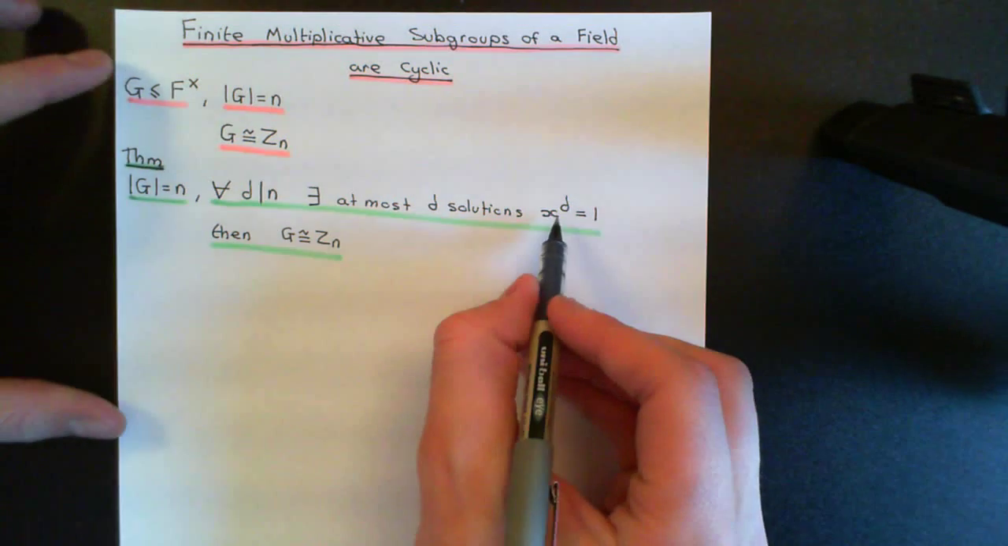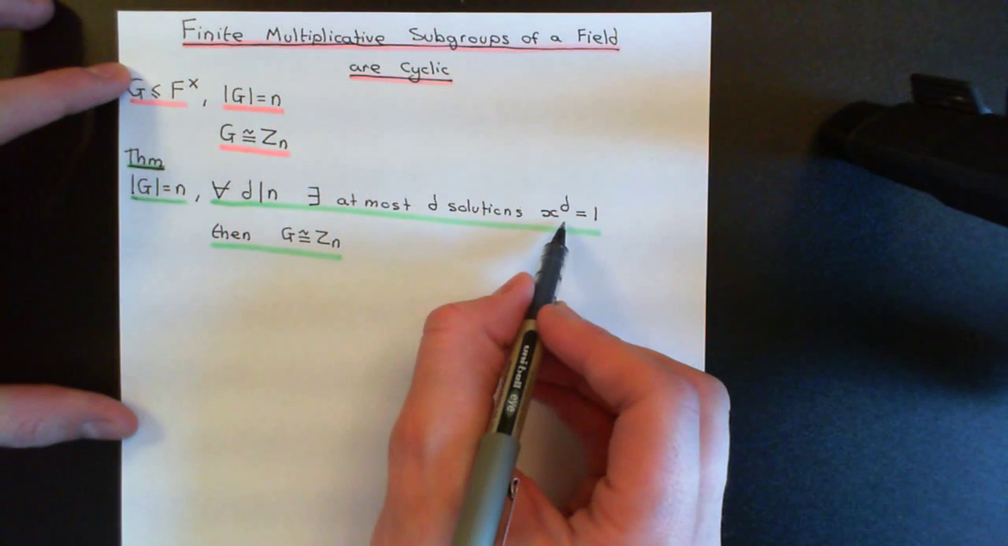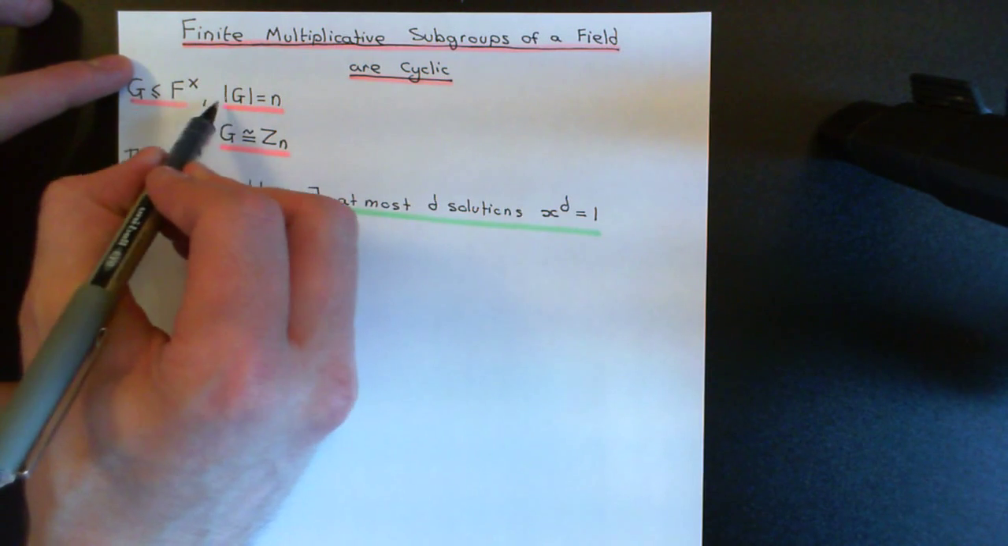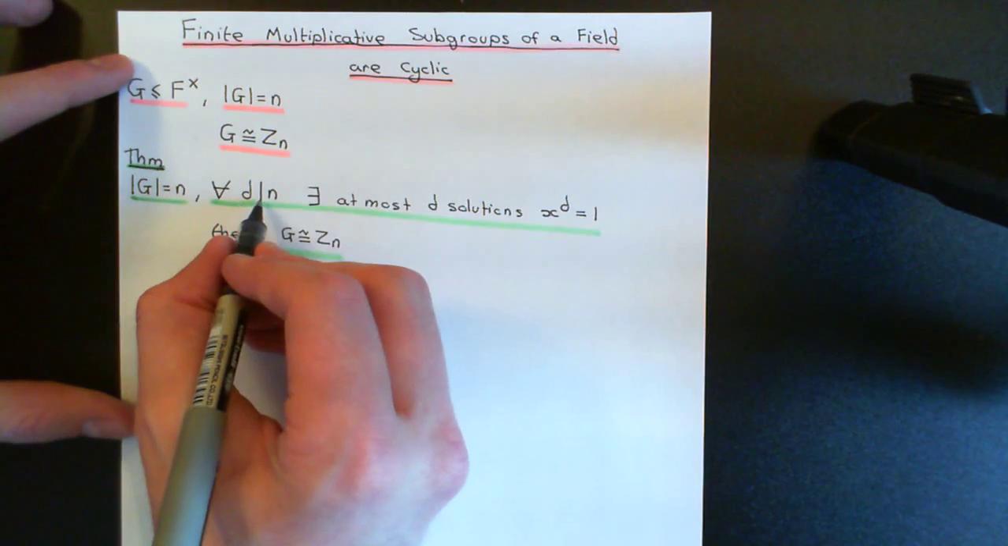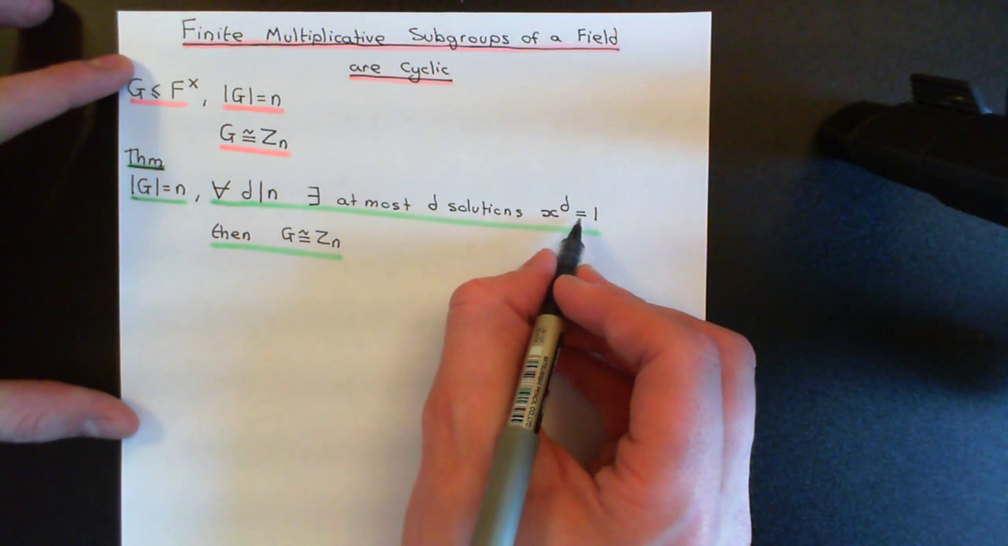Well, let's have a look at why a finite multiplicative subgroup of a field is going to obey this property. So let's say we have a finite multiplicative subgroup of a field G here. If we're going to question for some d that divides the order of the group, is it the case that there is at most d solutions to the equation x to the d is equal to 1?